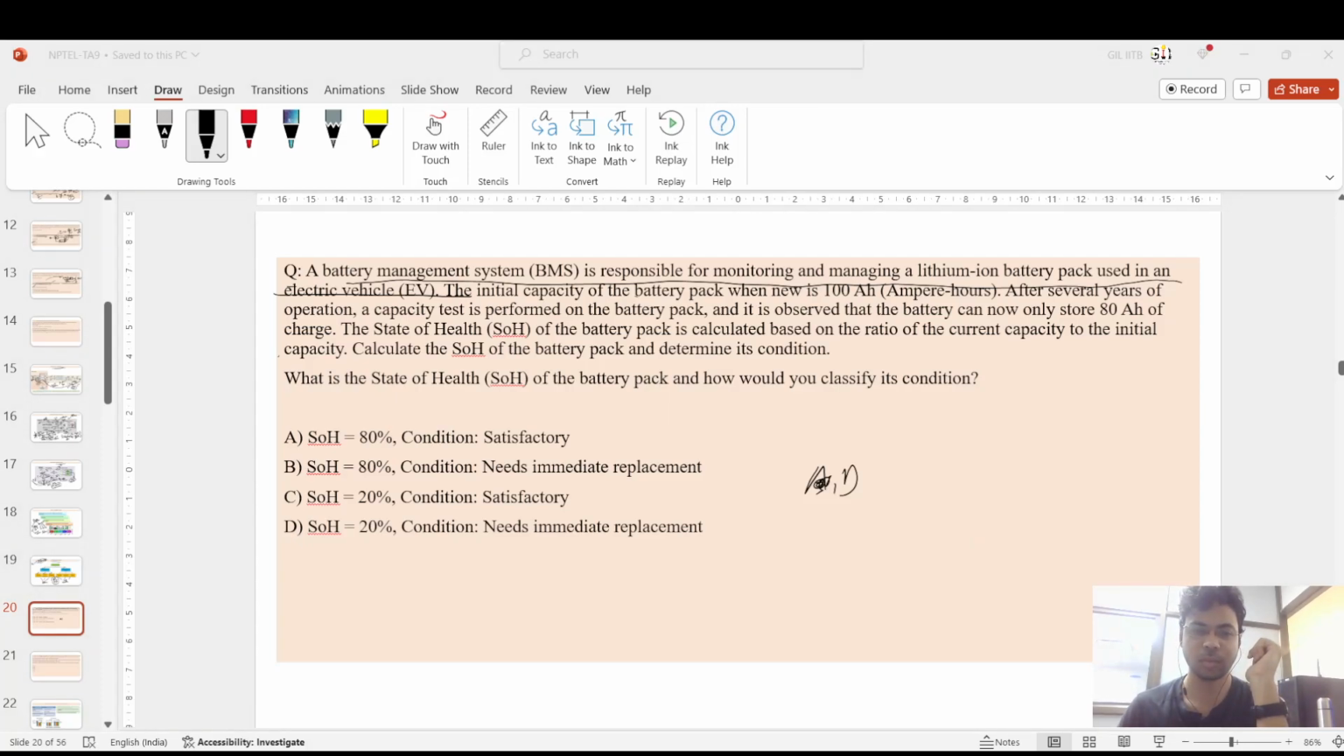Anybody else who is trying? Sure, Devendra. You have 10 seconds more to solve this question because I have many slides to cover today.